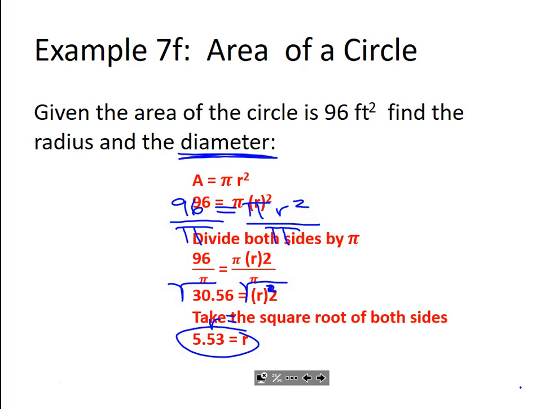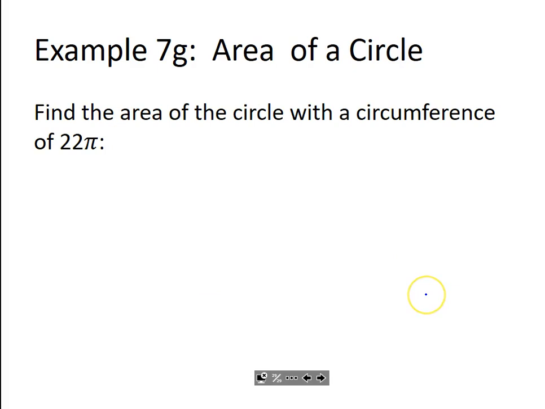Now that's the radius. And this one also asks us for the diameter. Now we know that the diameter is twice the radius, so we're going to do 2 times 5.53 to get the diameter. And that is 11.06. All right, now this last one.